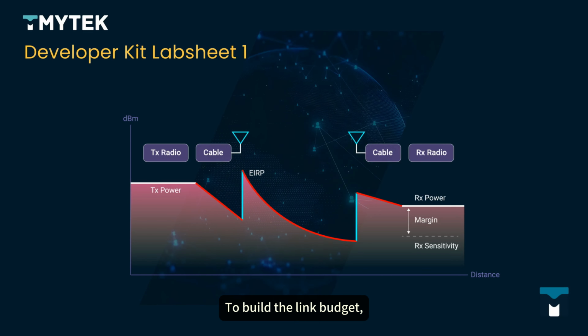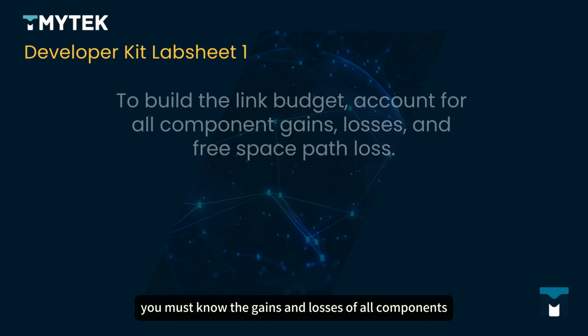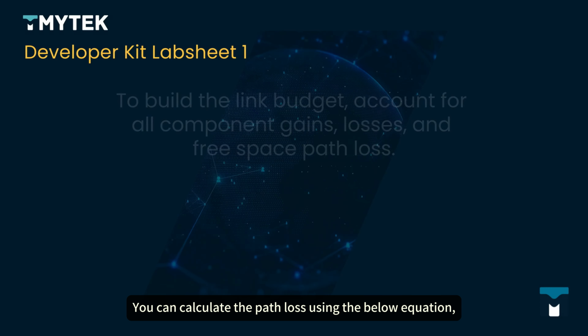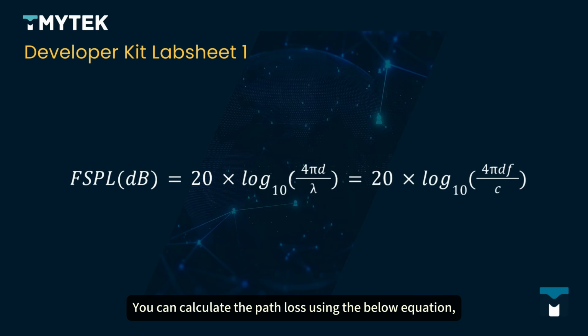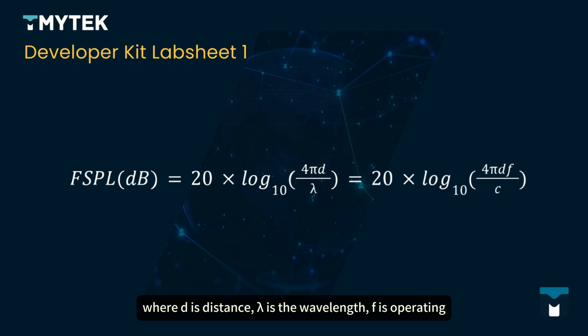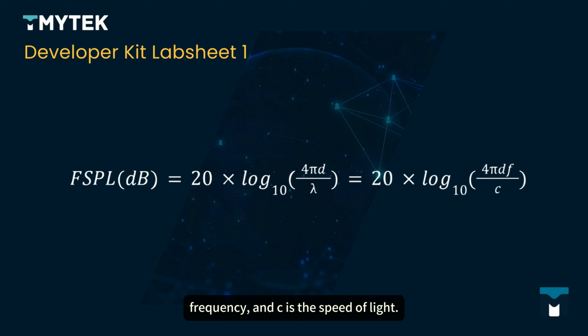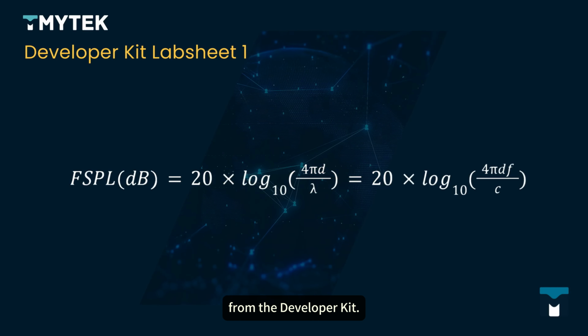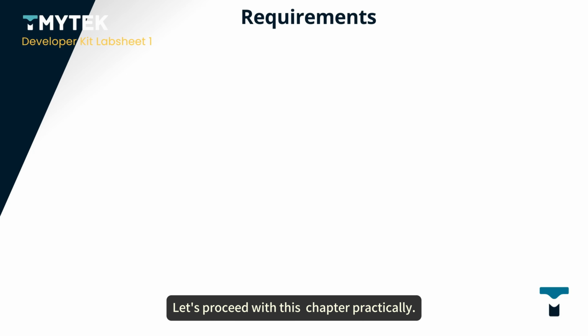To build the link budget, you must know the gains and losses of all components and free space path loss under the communication link. You can calculate the path loss using the below equation, where d is distance, lambda is the wavelength, f is operating frequency, and c is the speed of light. So, you just need to confirm the gains and losses of RF components from the developer kit. Let's proceed with this chapter practically.